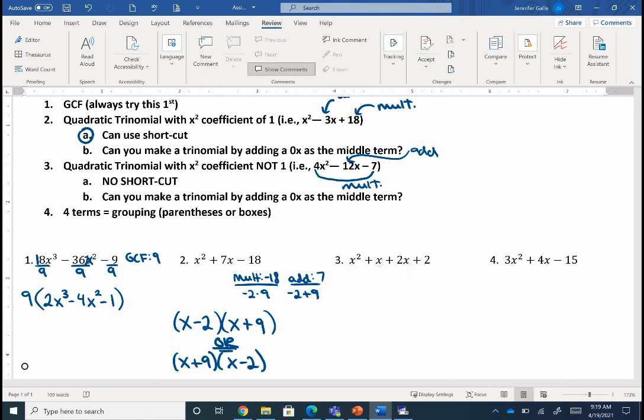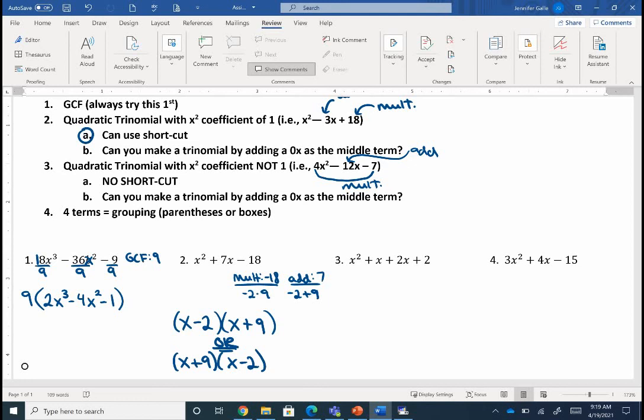Always start with GCF though. Always start there before you go to anything else, even if you know, oh, it's going to be option 2 or option 3. Always try GCF first. It might make your life a little easier if you try that first, some smaller numbers to work with. All right, option 2 says quadratic trinomial.